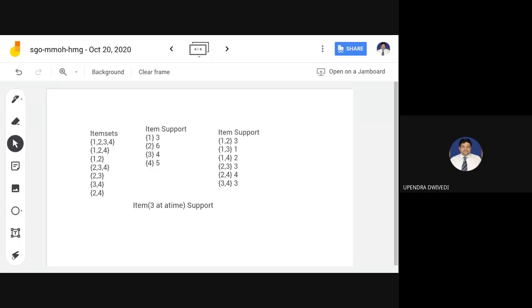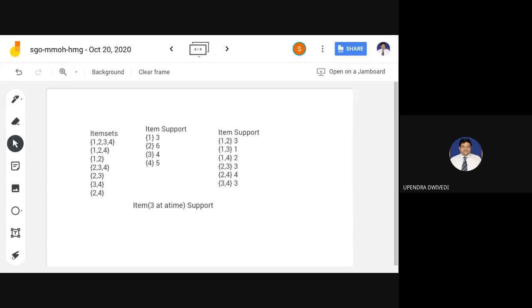Ravi, you can all access the Jamboard. Try to access it. Is it accessible to everyone? Is it editable? Aditya? Yes. Yes, Sakshi, please.